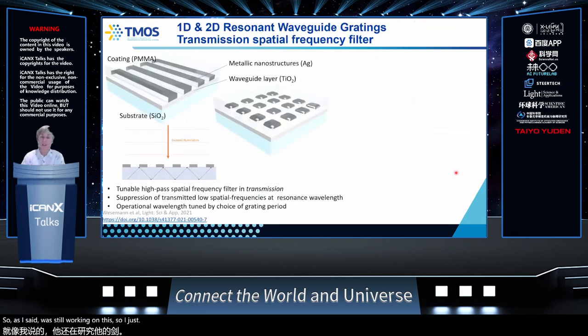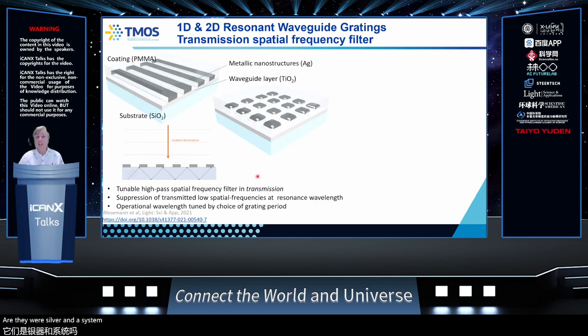So I just want to spend the last part of my talk discussing some systems where we've actually obtained some experimental results. The first of these involves resonant waveguide gratings, both 1D and 2D. So we have a waveguiding layer sitting on a substrate. So our layer was TiO2. And the metallic nanostructures, which were either rods or patches, were silver.